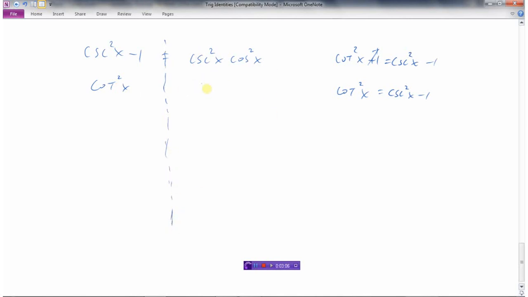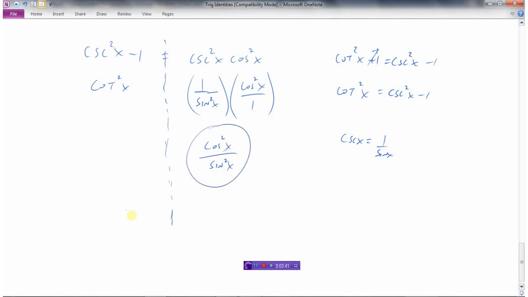Now I need everything in terms of sine and cosine. So on the right side, cosecant x is the same thing as 1 over sine x. So this would become 1 over sine squared x, because it was cosecant squared x, times cos squared x. That's fine, but that's over 1. So in the numerator I have 1 times cos squared x, which is cos squared x, and in the denominator I have sine squared x times 1, which is sine squared x. And so that's about as simple as it gets on the right side.